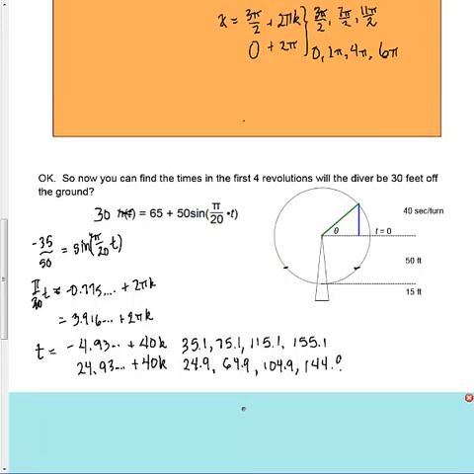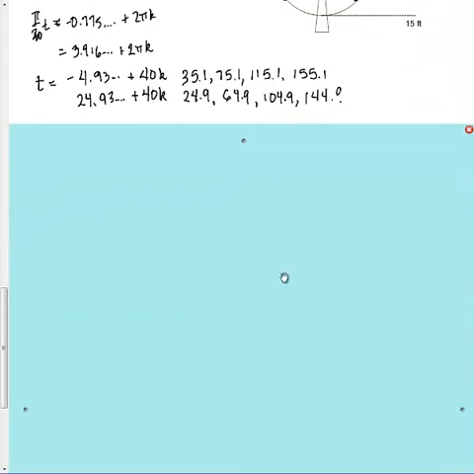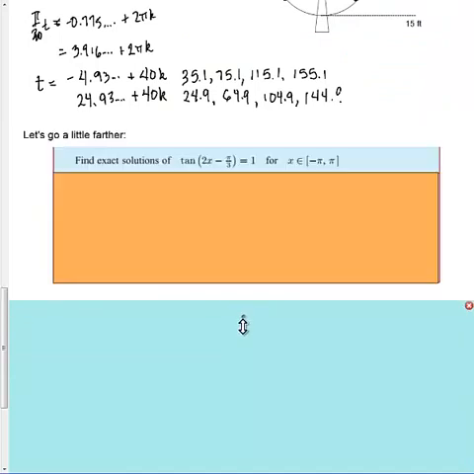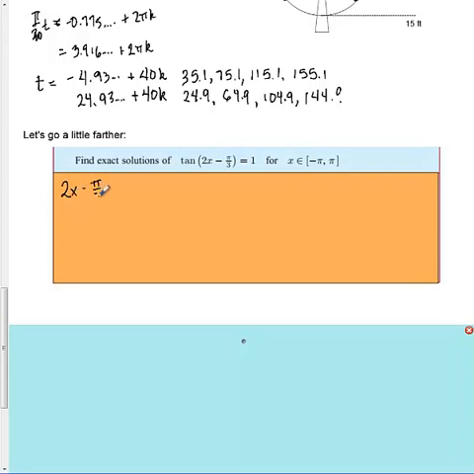Okay, we'll try another one here. This time we're going to work with tangent, which is sometimes a little trickier. Got to just remember that the period for tangent is pi, not 2 pi. So we've got tangent of 2x minus pi over 3 is 1, which means that when we take the arctangent, we get 2x minus pi over 3 is going to be the angle whose tangent is 1.